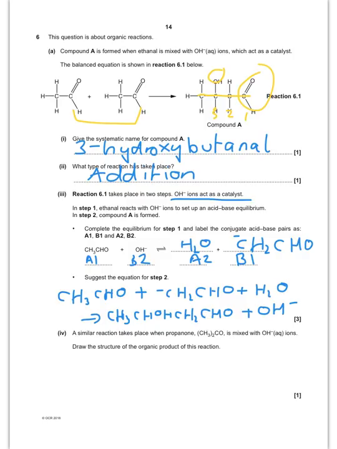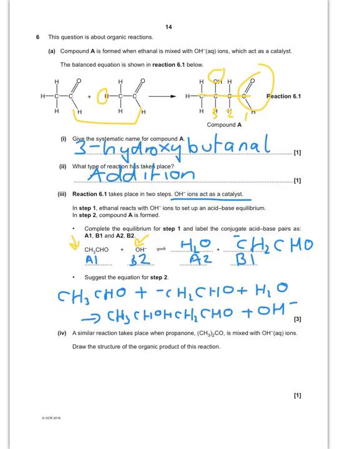Reaction 6.1 takes place in 2 steps. First of all, your ethanol reacts with hydroxide ions as an acid-base reaction. So they want the conjugate acid-base pairs. So hydroxide is going to be your base. So that's going to remove a proton from your ethanol. It doesn't really matter which one you remove. I've just removed one. I've removed this one, for example. You're obviously going to get a minus charge and water.